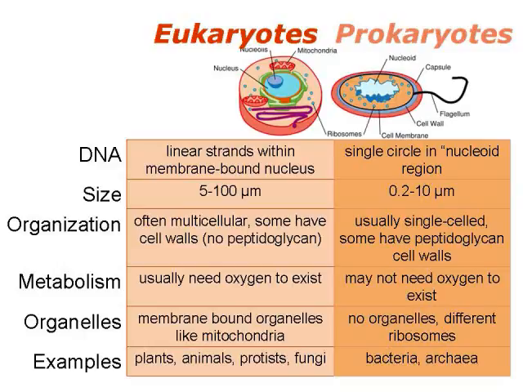All living things are made up of cells, such as eukaryotic and prokaryotic. Eukaryotic cells are plants, animals, protists, and fungi. Prokaryotic are bacteria and archaea. Eukaryotic cells have a nucleus and prokaryotic cells don't. Eukaryotic cells are much larger in size compared to prokaryotic cells, which are hard to see under a microscope. Eukaryotic cells have membrane-bound organelles, and prokaryotic cells have no organelles and different ribosomes.